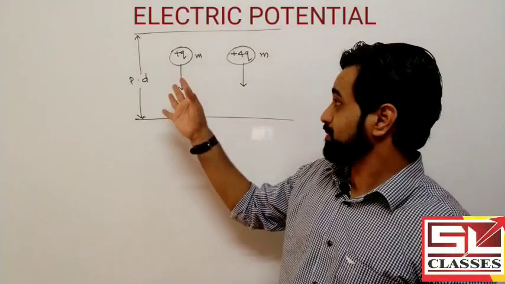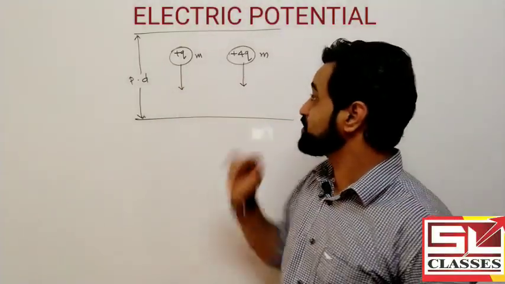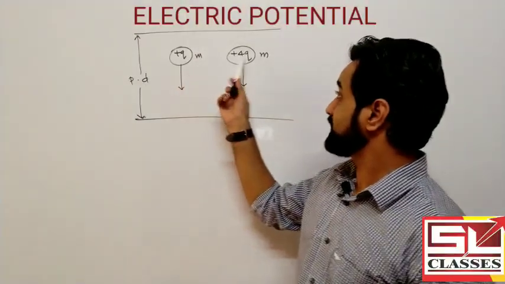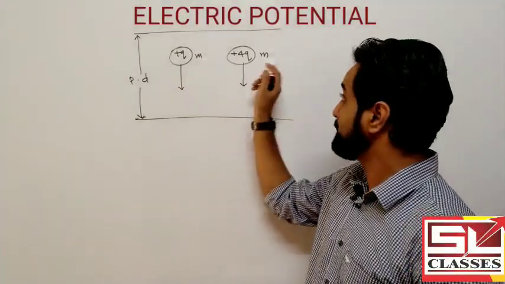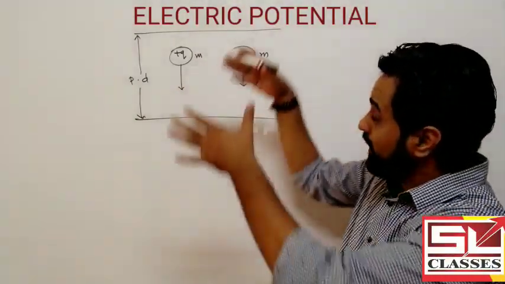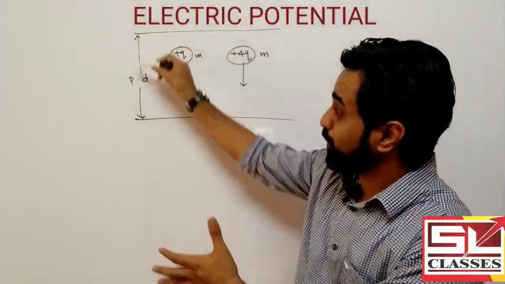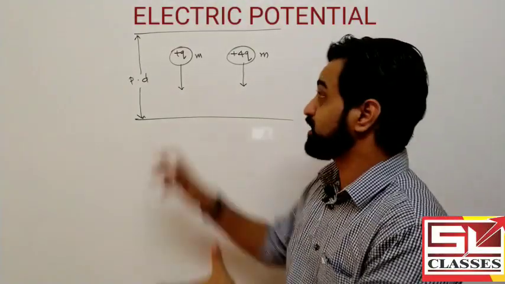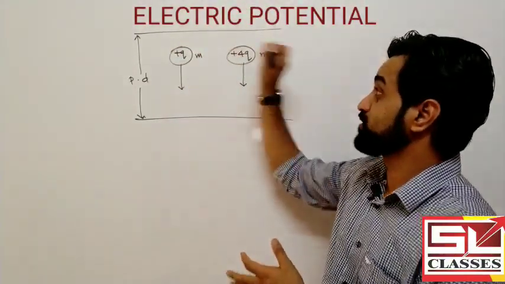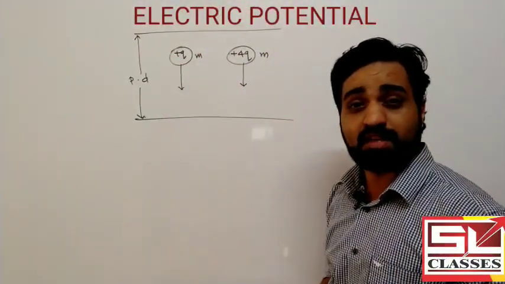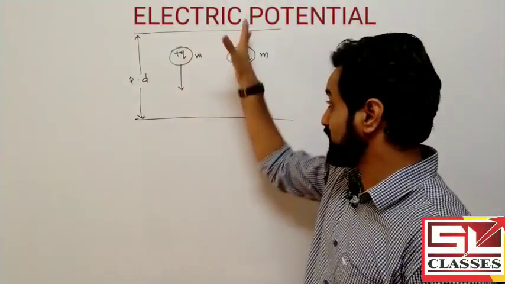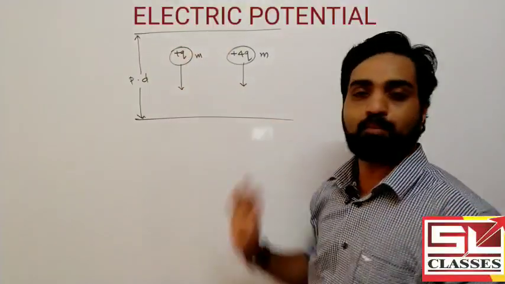Okay, we can describe that question pictorially in this way. There are two charges given, one is plus q and the other is plus 4q, having mass m each, and they are allowed to fall through the same potential difference. They are moving down, they start motion from rest, their initial velocities are zero. Then the question is, what is the ratio of velocities when these charges are moving through this same potential difference?